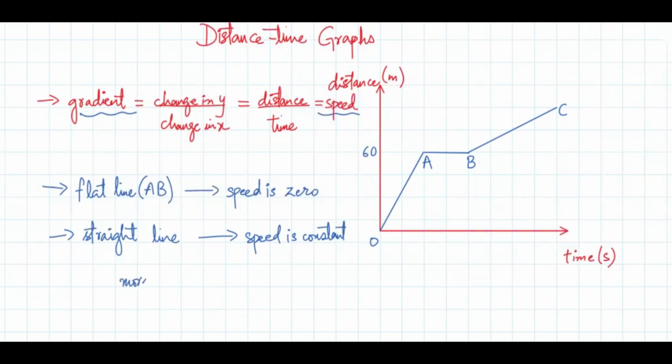So if the straight line is more steep, then it corresponds to large speed. And if it's less steep, then it means that the speed is going to be small.